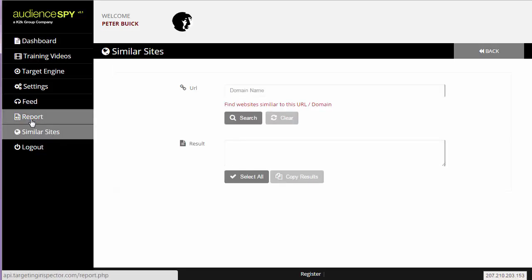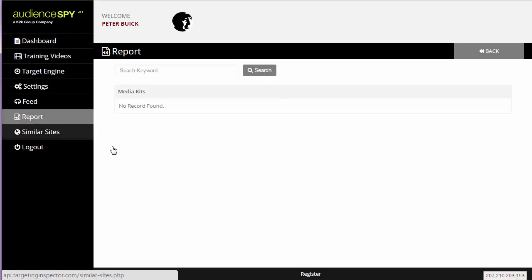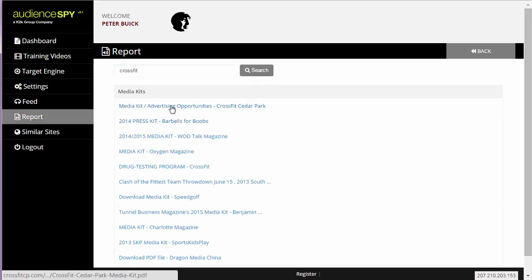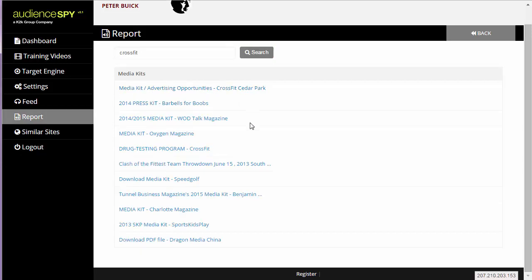Just need to be careful that it doesn't throw a wild one in there like the bodybuilding one. Is the report one. So the report one basically gets media packs from corporate people in the industry or magazines or whatever. It's done by keywords, so they may not all be totally relevant. I don't know what Oxygen Magazine is. That might be important or it might not.